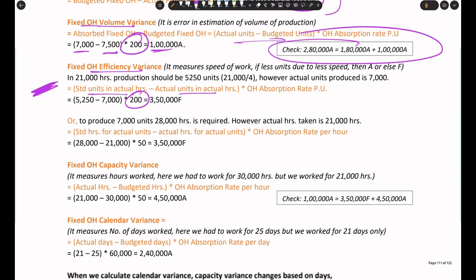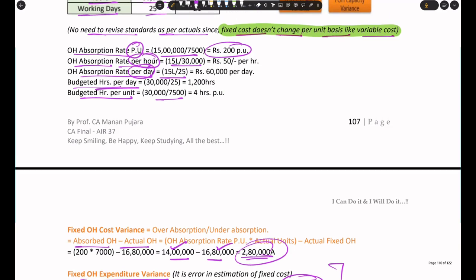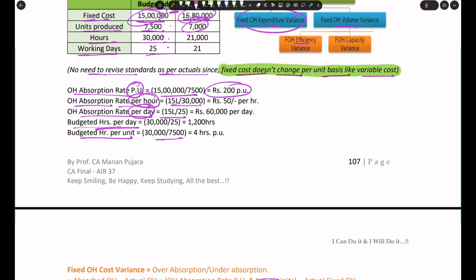So let's continue. This is very simple, just see the logic that sir has given. It measures speed of work. If fewer units due to less speed, then adverse, otherwise favorable. Here we have the budgeted hours per unit, 4 hours per unit as our budgeted rate. So how many hours did we actually work? We worked for 21,000 hours. So 21,000 divided by 4 will give us the figure of 5250.